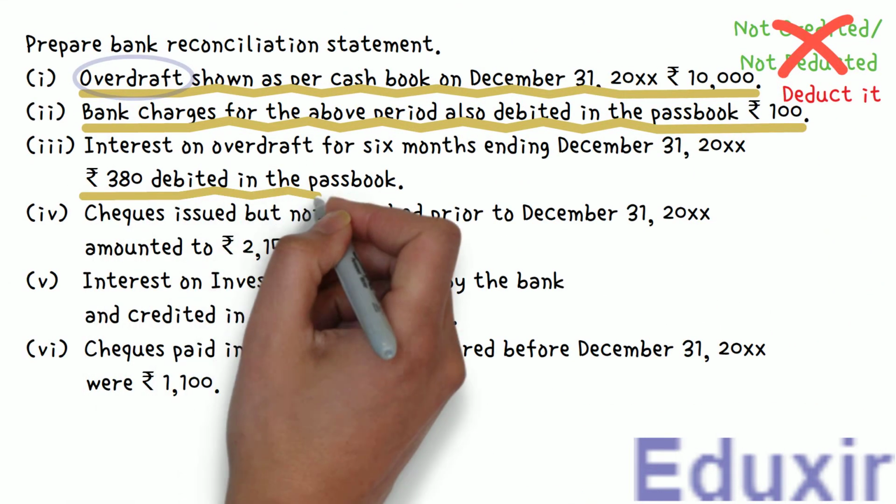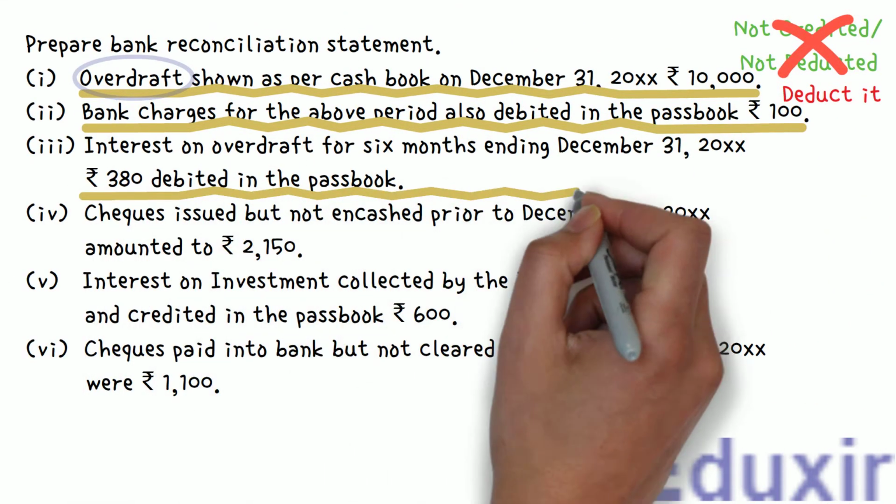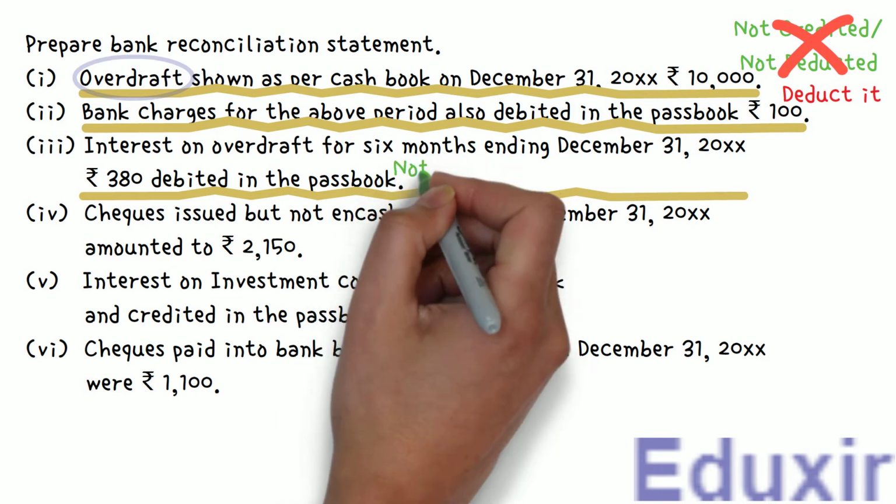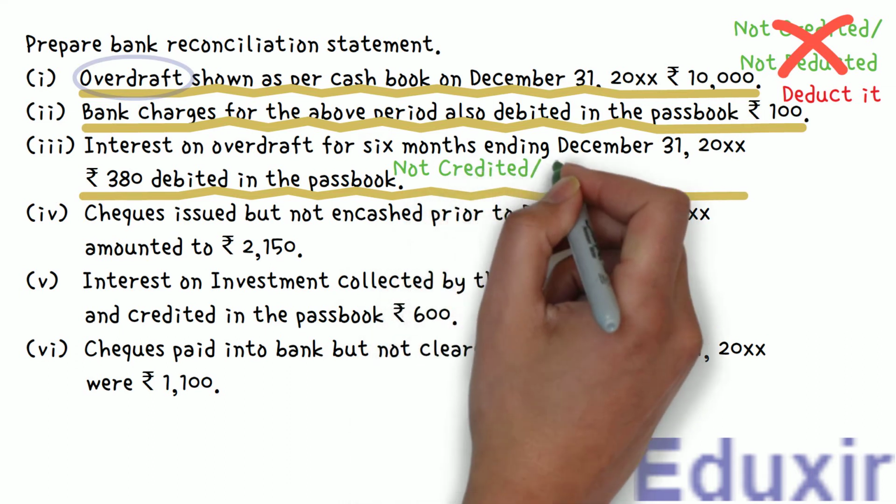Here it is given that the bank has charged an interest of 380 rupees on the bank overdraft. As you know, when there is an overdraft balance in the bank passbook, it is similar to some loan taken by the business from the bank. So, the bank charges interest on the overdraft amount. This interest amount will be directly debited in the bank passbook. However, the business knows about this interest amount only after the bank statement is received by the firm. So, this interest amount will not be credited in the business cash book.